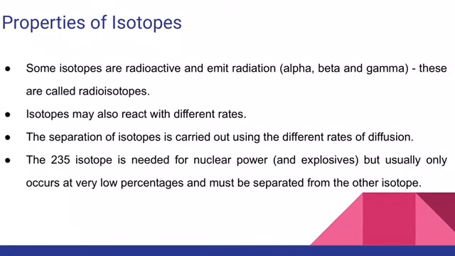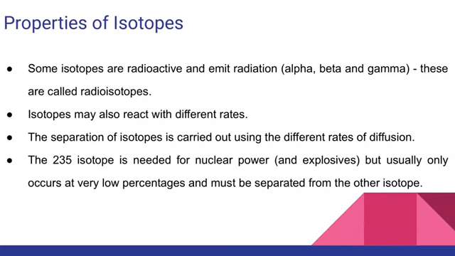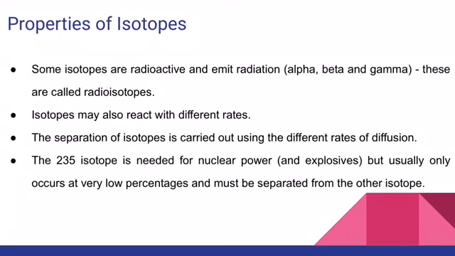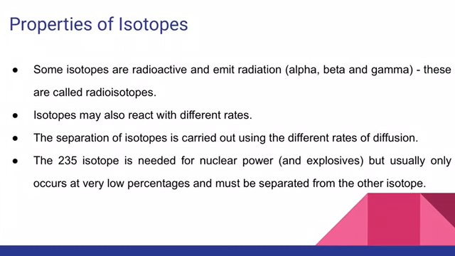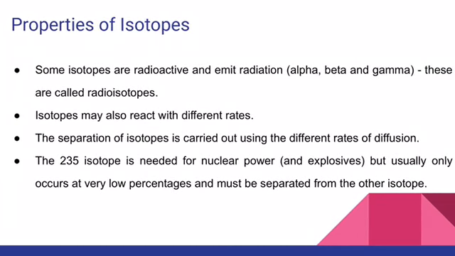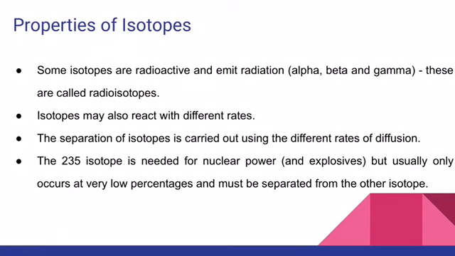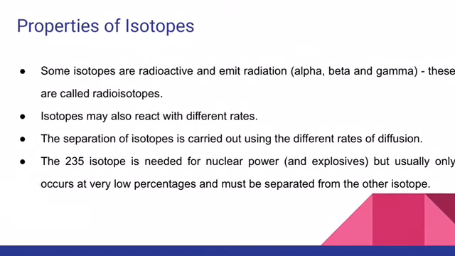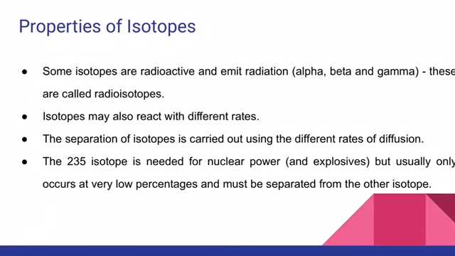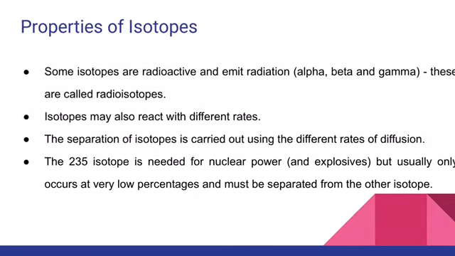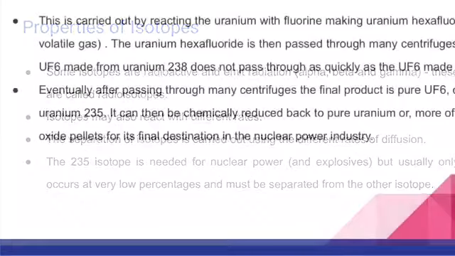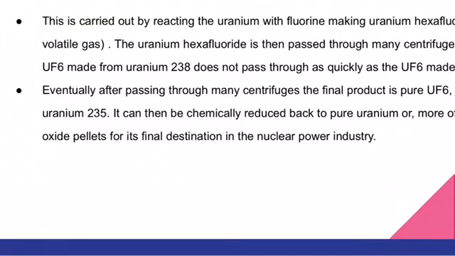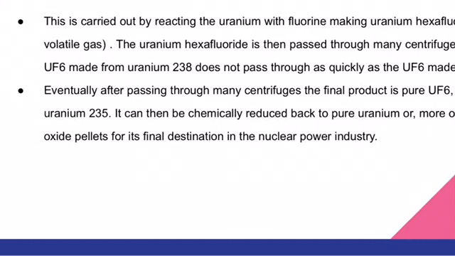Separation of isotopes. The separation of isotopes is carried out using different rates of diffusion. For example, uranium has two main isotopes, uranium-235 and uranium-238. The 235 isotope is needed for nuclear power, but usually only occurs at a very low percentage and must be separated from other isotopes. This is carried out by reacting the uranium with fluorine, making uranium hexafluoride, UF6.